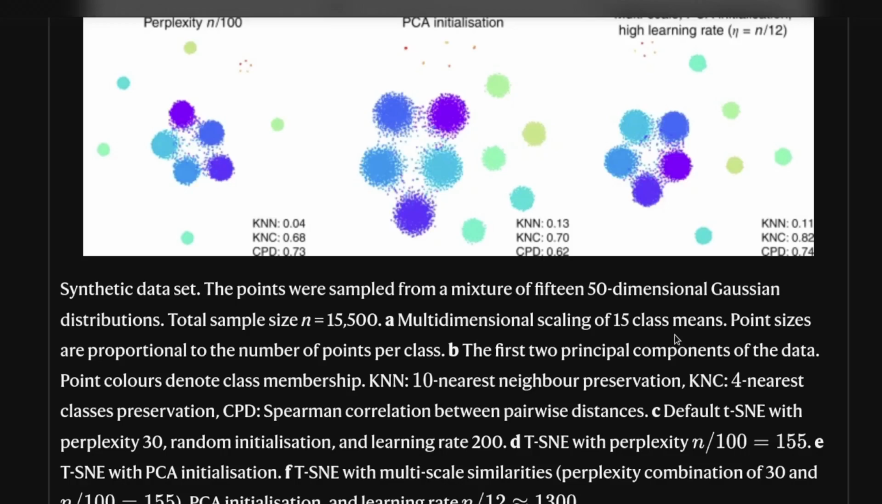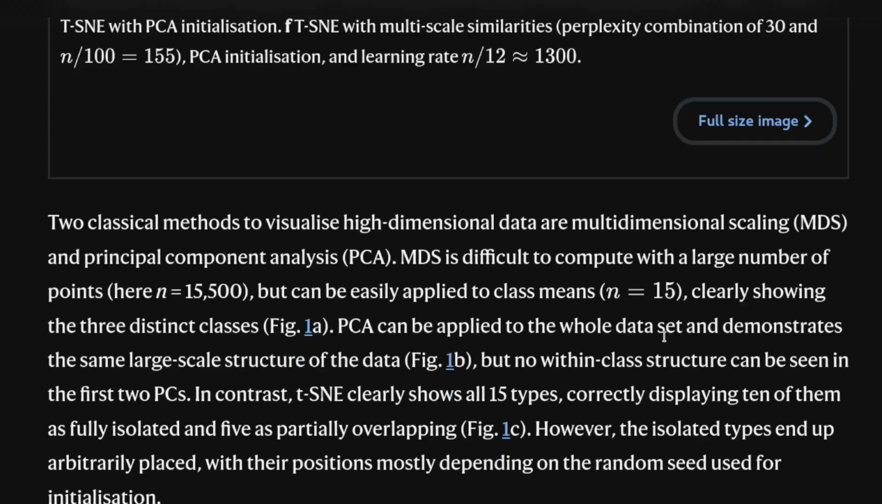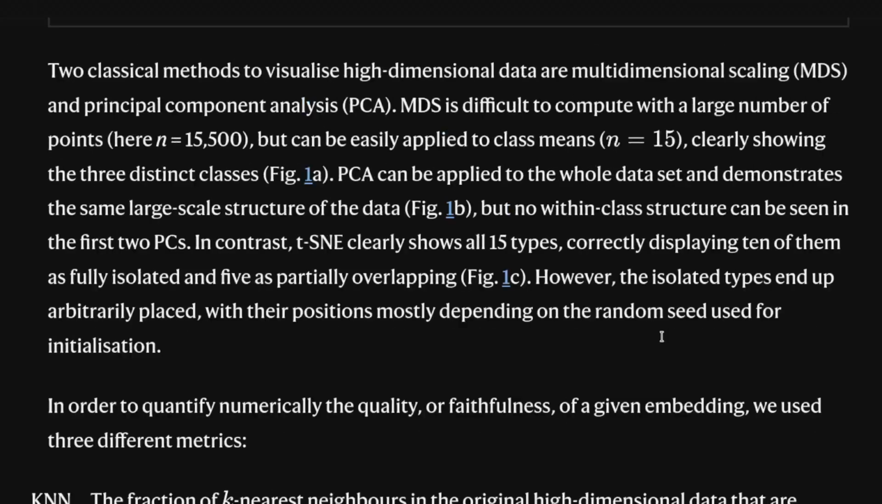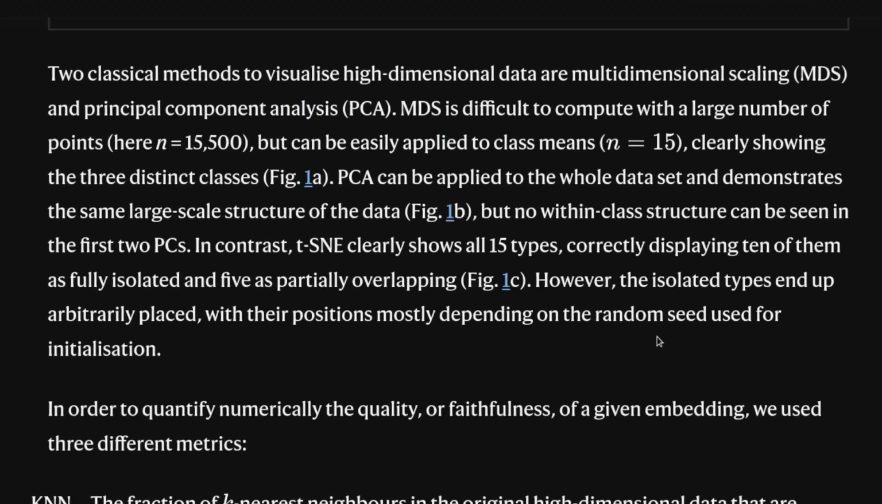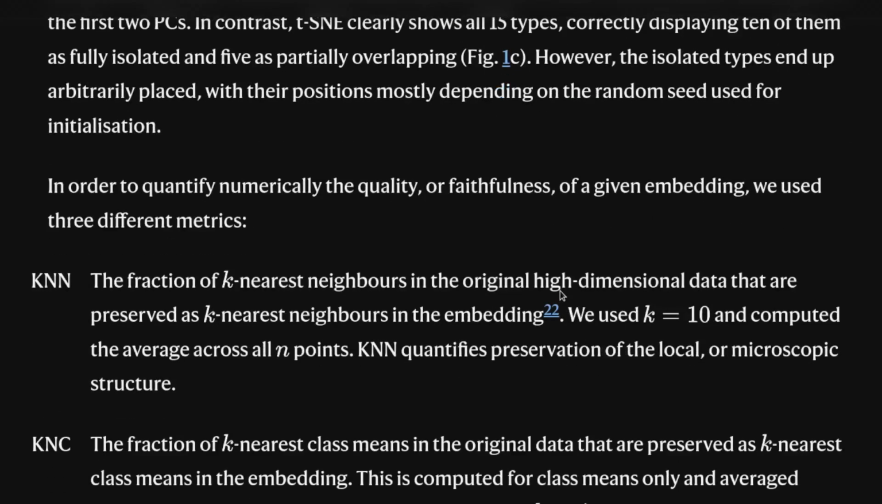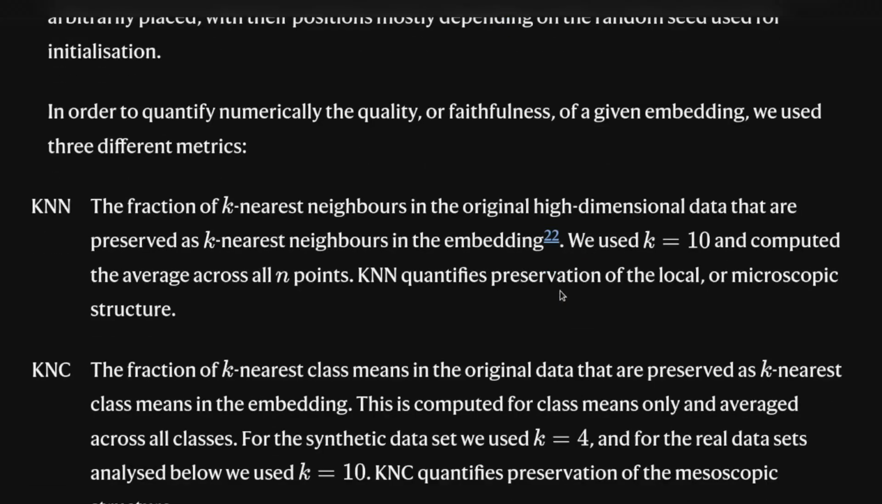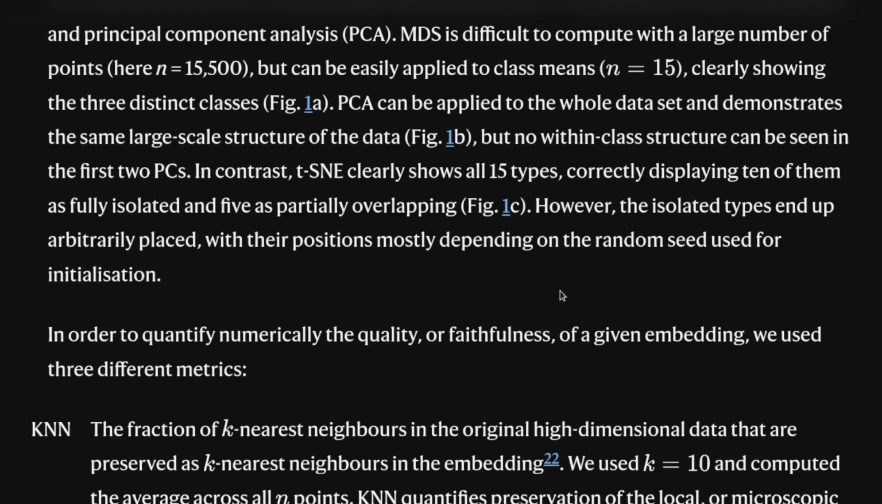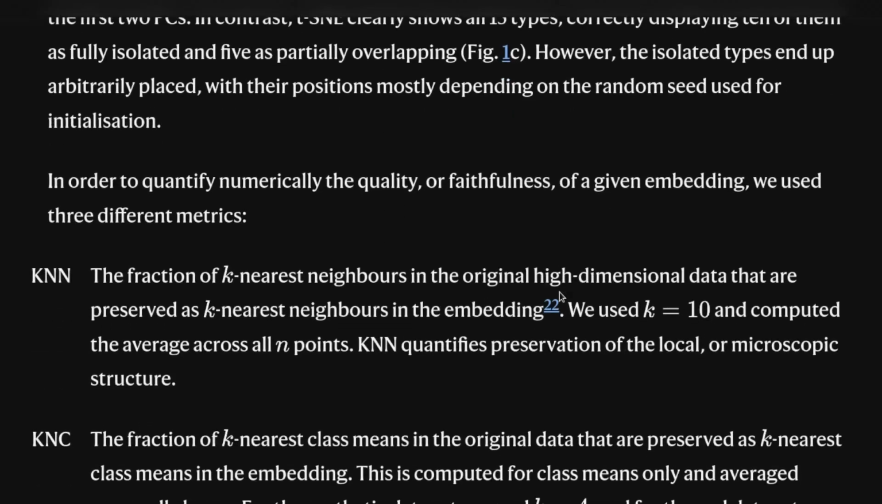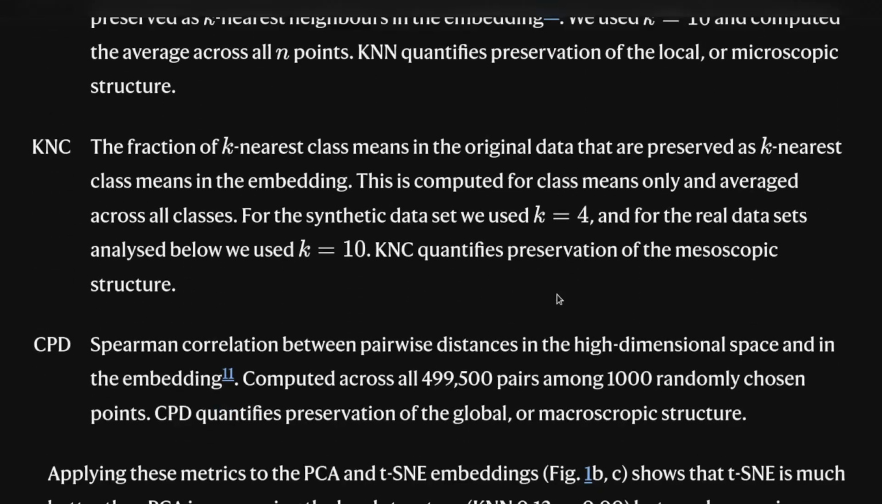Two classical methods to visualize high-dimensional data are multidimensional scaling, MDS, and principal component analysis, PCA. MDS is difficult to compute with a large number of points, here n equals 15,500, but can be easily applied to class means, clearly showing the 3 distinct classes, Figure 1a. PCA can be applied to the whole dataset and demonstrates the same large-scale structure of the data, Figure 1b, but no within-class structure can be seen in the first 2 PCs.